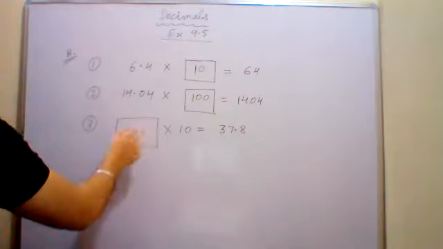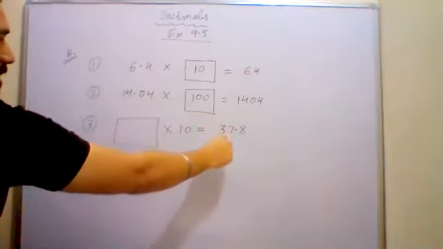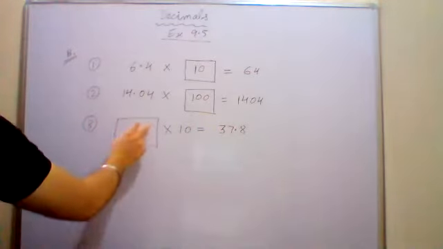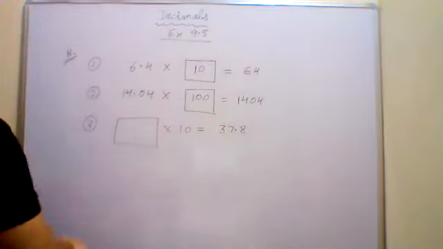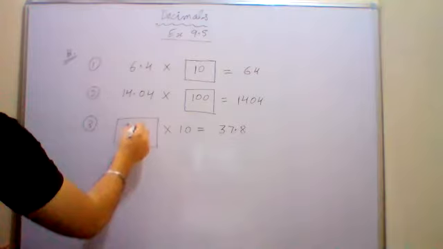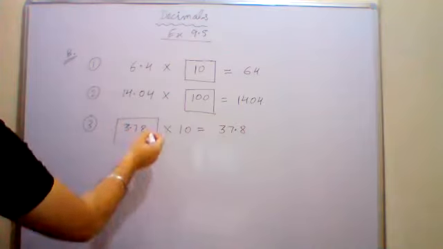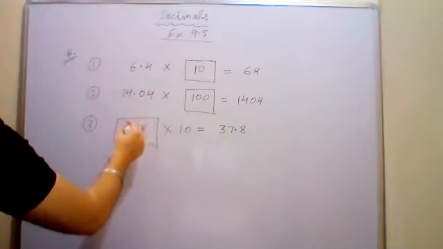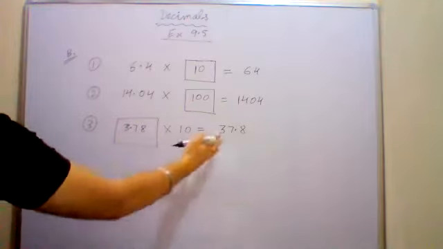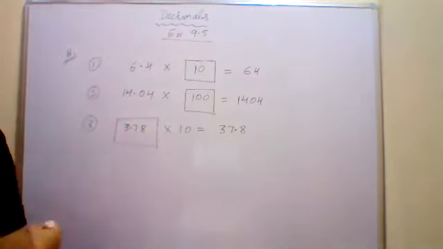Now we are multiplying this number by 10, and the answer that you get is 37.8. So which number should I multiply by 10 so I get 37.8? Suppose it is 3.78. If you multiply 3.78 by 10, the decimal will move one place to the right and you will get 37.8. So the answer is 37.8. What will come in the box? 3.78.